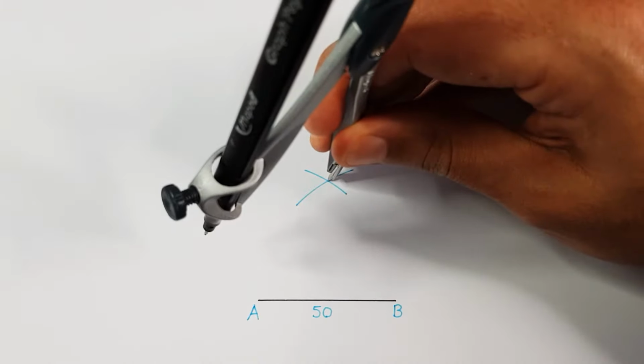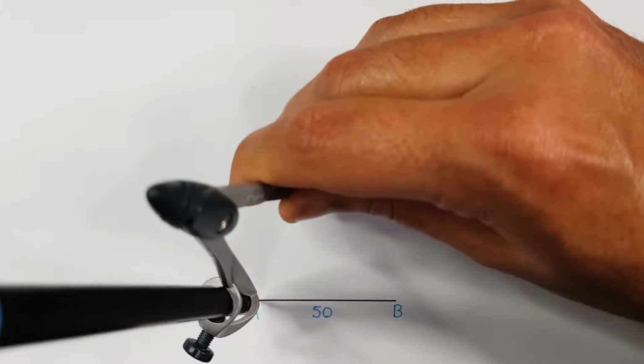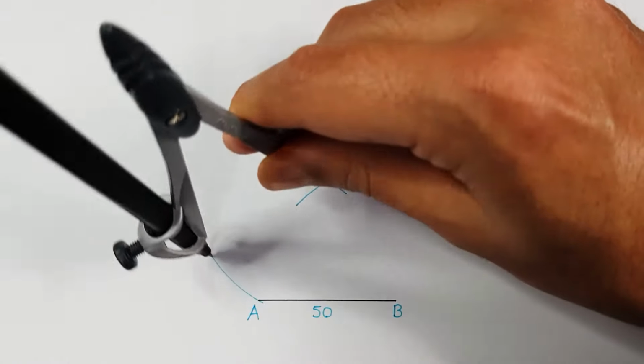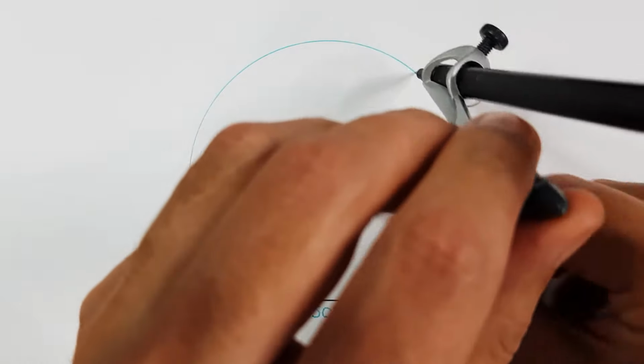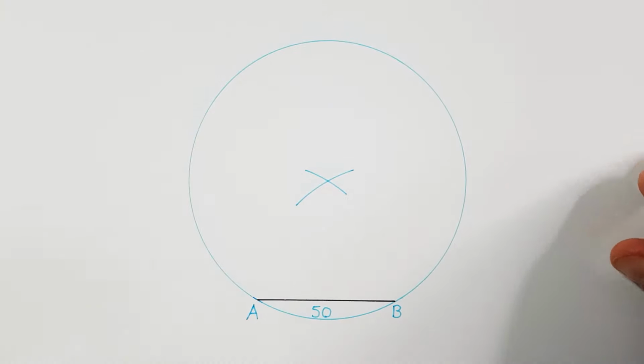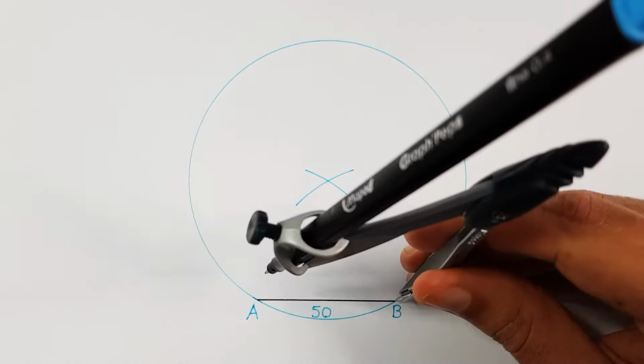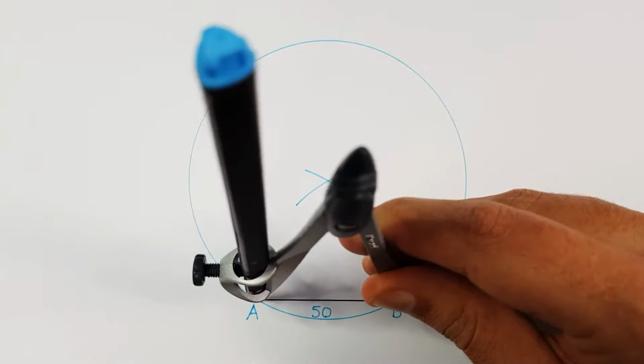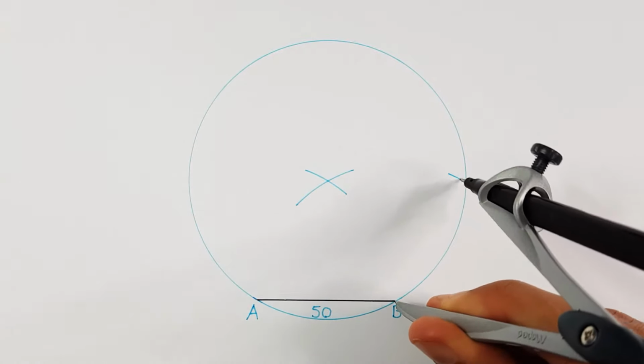Place your compass on the sectioning point created by the middle point method. Use the side length as your radius for your circle. Draw the circle so that it sections through point A and B. You can then take your compass and use the side length to determine your sides for your hexagon.